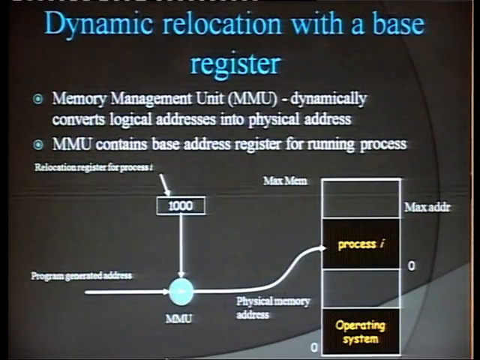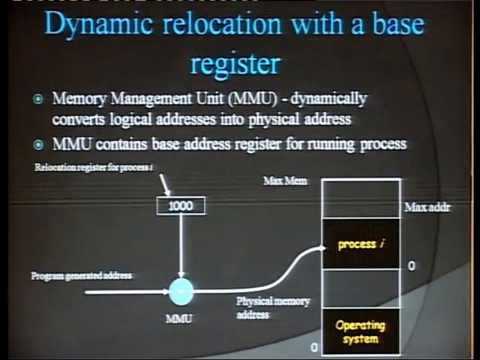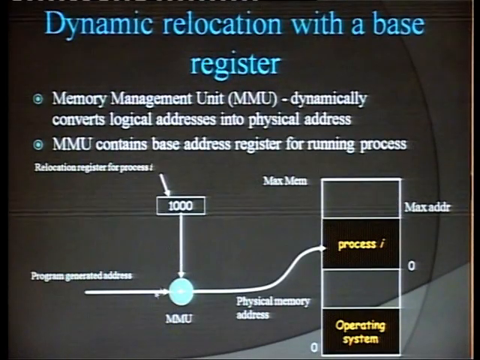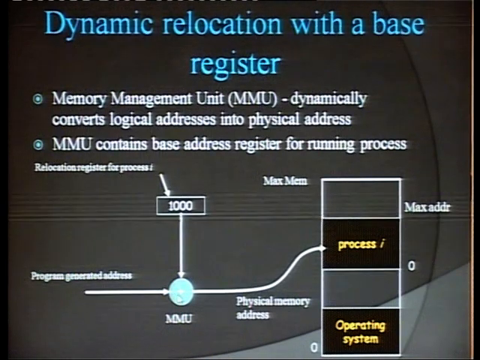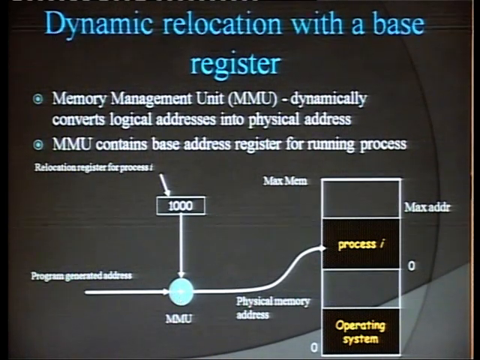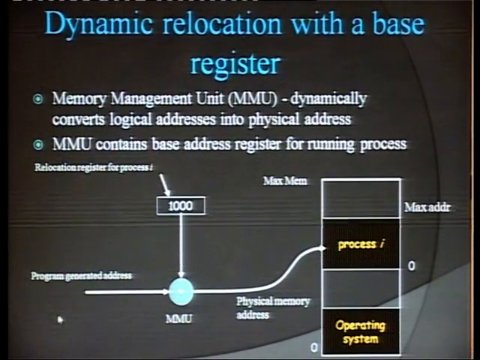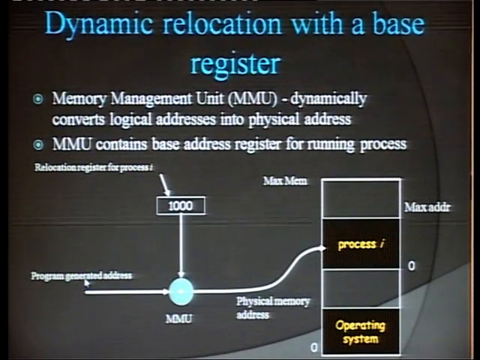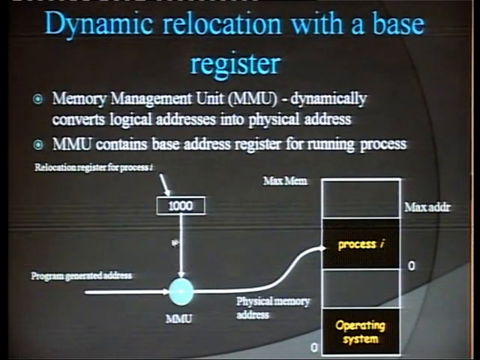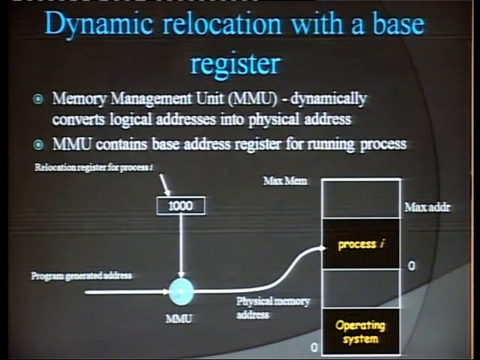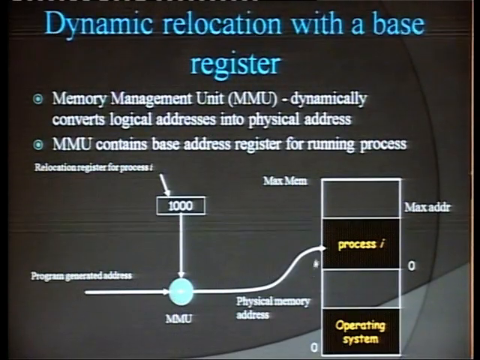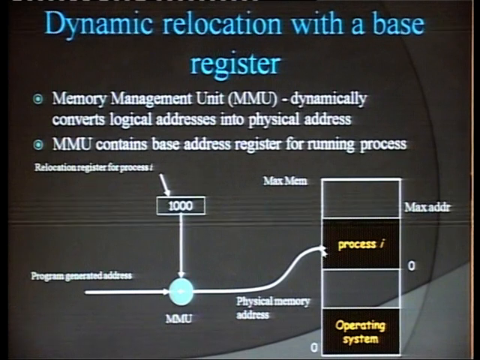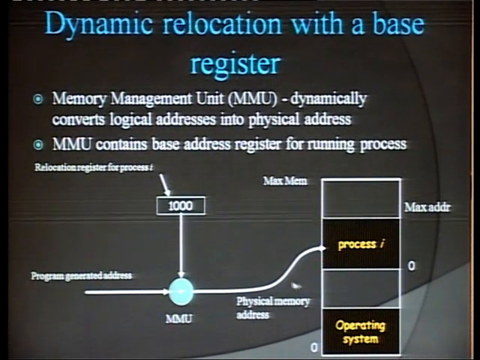We convert our logical address into a physical address by adding the base address to the logical address. That means logical address plus base address equals physical address. The logical address is generated by the CPU, and the base address is held by the memory management unit. The base address means the starting address. So the starting address plus the logical address generated by the CPU equals the actual address of the process in memory, that is, the physical memory address.